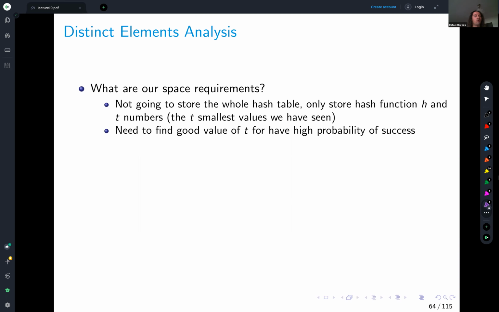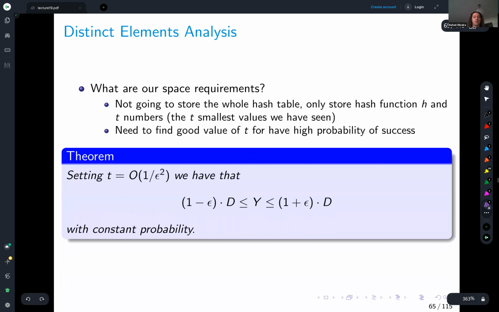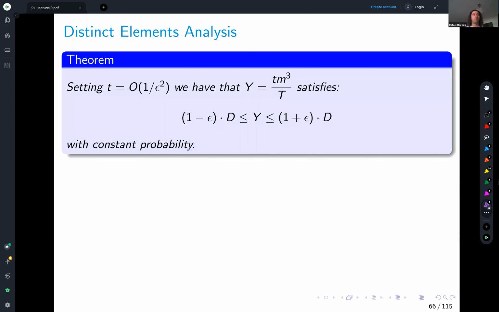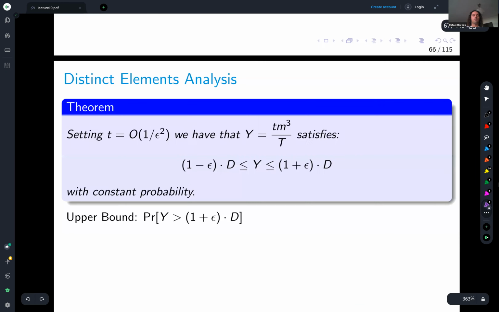So, all right. How do we do this? Well, here's the theorem. If we set t to be equal to big O of 1 over epsilon squared, we get that y is within the range that we want with constant probability. Does that make sense? So this is what we're going to prove now. All right, so how do we prove this theorem?